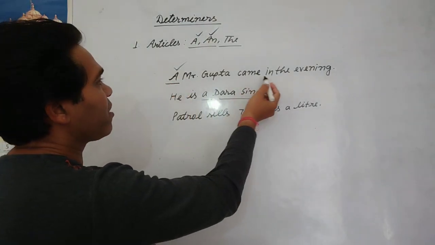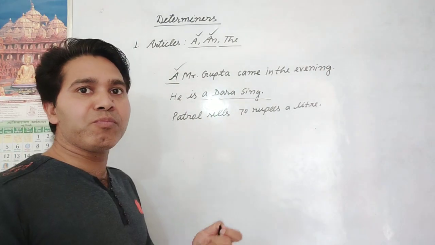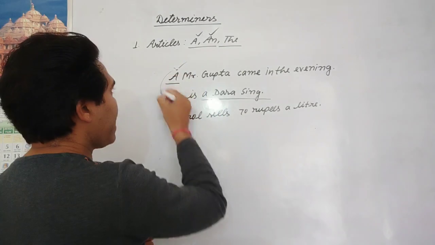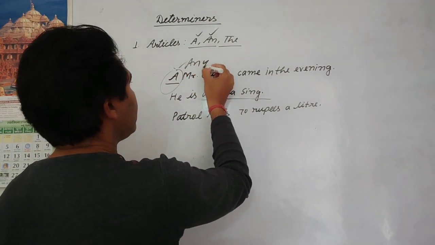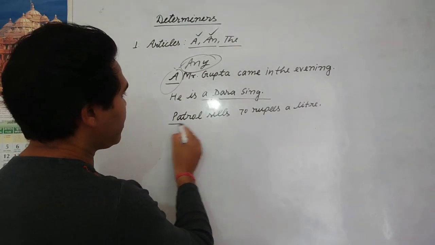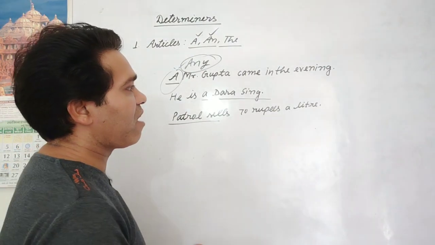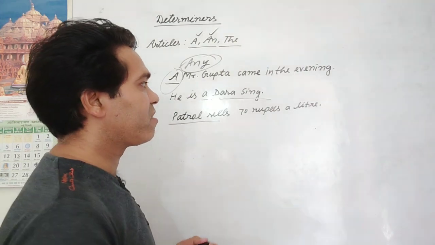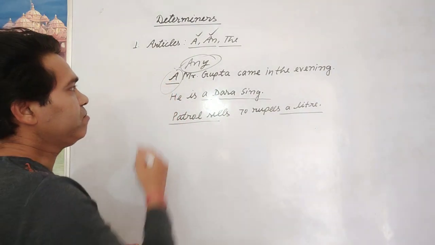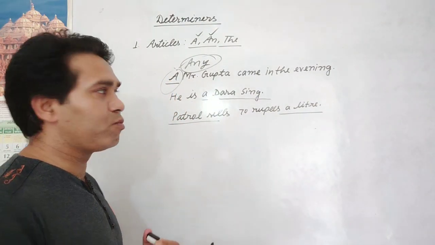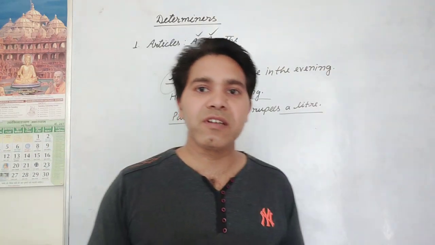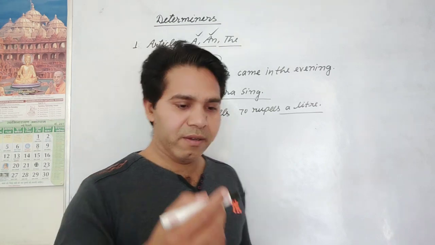And Mr. Gupta came in the evening. Means any Mr. Gupta, we don't know, it is not sure. Any Mr. Gupta came in the evening. And next, petrol sells at 70 rupees a liter. Means if a rate is there, then we use this. Okay, have you got this? Mr. Gupta means any Mr. Gupta, and he is a Dara Singh means he is not Dara Singh, he is just like Dara Singh. Okay.